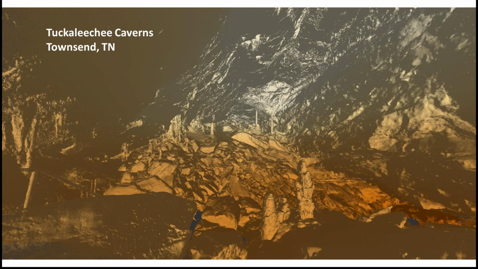You can see the coloring here that we're seeing is just based off of elevation. So the lower elevations are the darker orange, and the taller spots are closer to white. So we're not looking at any photography in this case.